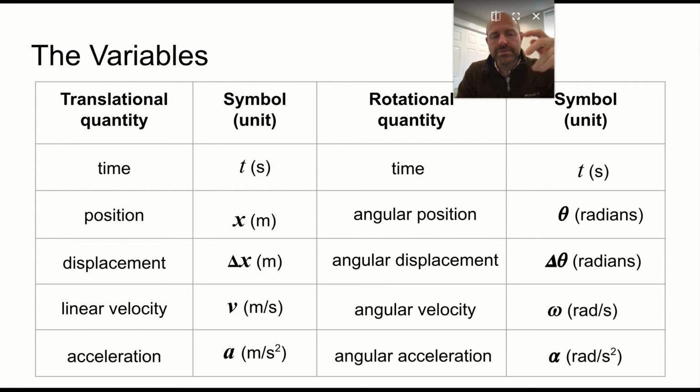Then you have angular displacement, right? How much did you move from a starting point? Same idea. Angular velocity, how many radians per second? That's an omega, a lowercase omega. And then angular acceleration, that's an alpha, radians per second squared.